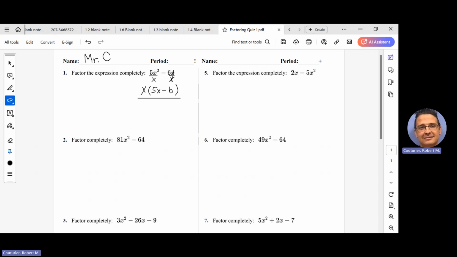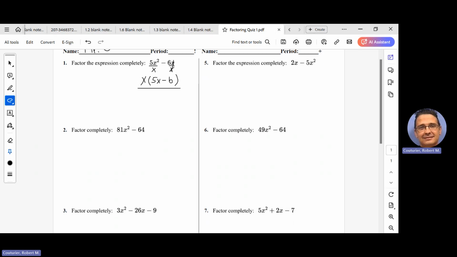Basically, if you were to distribute it back, you go right back to your original problem. That's the purpose of factoring. Take a bigger problem, break it into smaller pieces. This one we might look at and also say, hey, this has to be greatest common factor. But the problem is there is no number that goes into both 81 and 64.